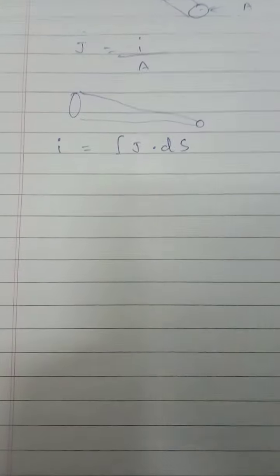Yes, so in total, if the current density is not uniform, so if the area is not uniform, suppose it's a wire like this, a wire whose area is changing continuously, in that case we can integrate and say that I will be equal to the integral of J dS, where S is the changing, variable area. So the total current is a summation of the current density over the region where the current is flowing.